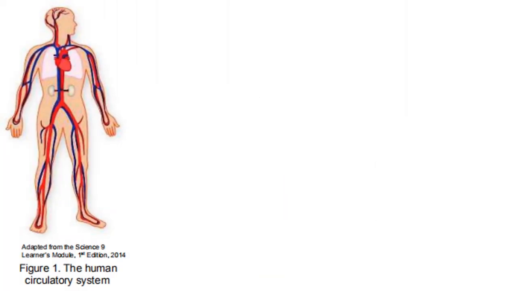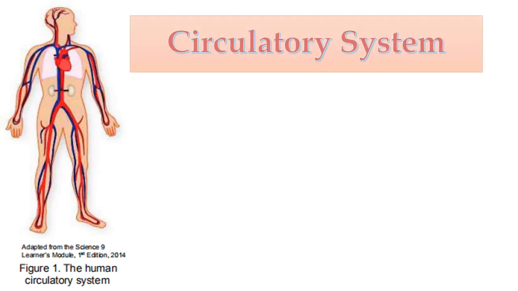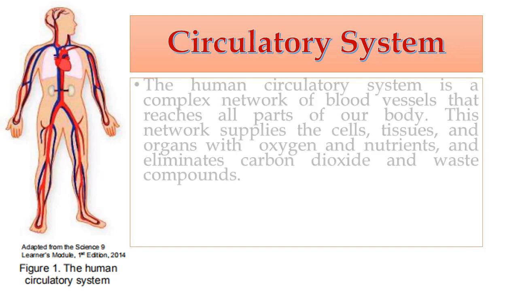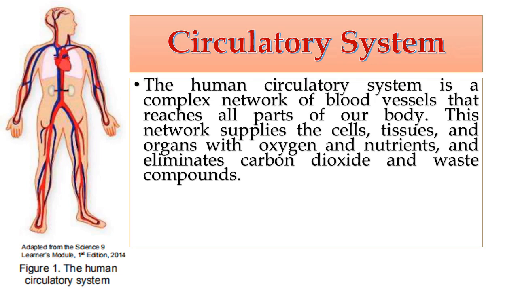Alright, now this time we are going to talk about our circulatory system. Now, what is the relationship of respiratory and circulatory system? There is a big relationship between the two. But before we go deeper into the relationship of circulatory and respiratory system, let's try to define what the circulatory system is. Circulatory system is a complex network of blood vessels that reaches all parts of our body. This network supplies the cells, tissues, and organs with oxygen and nutrients, and eliminates carbon dioxide and waste compounds.